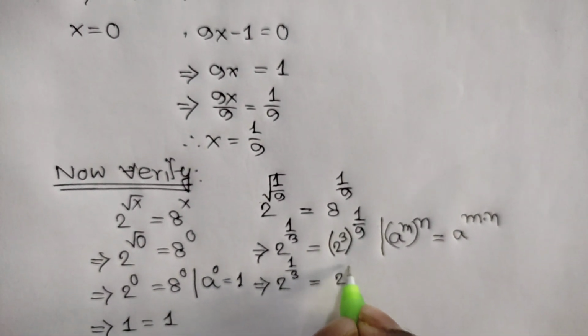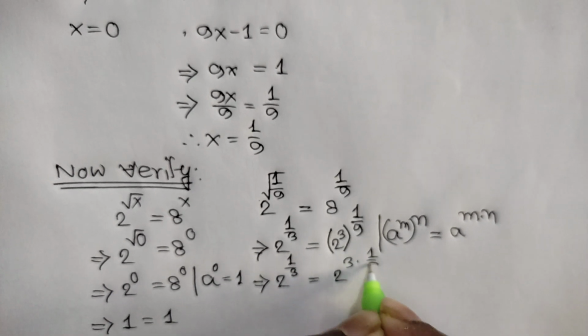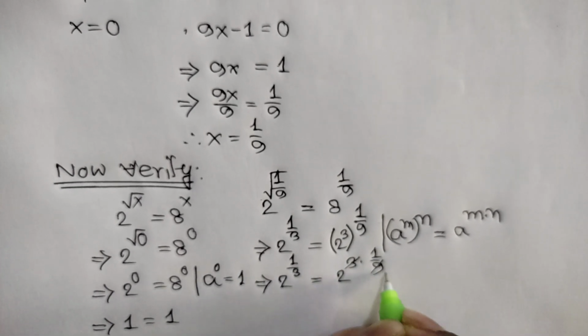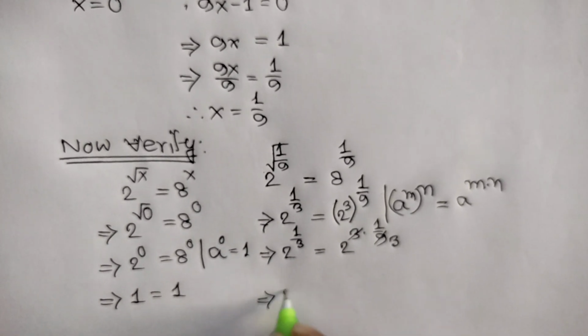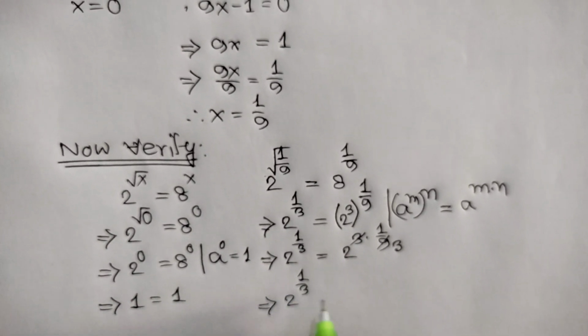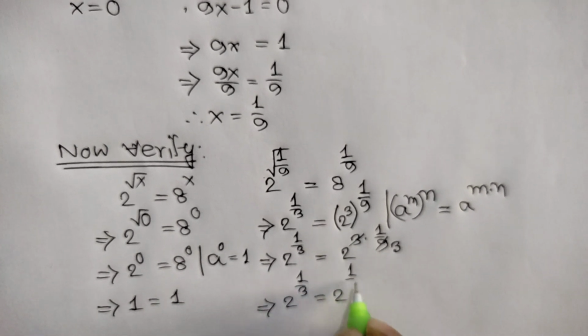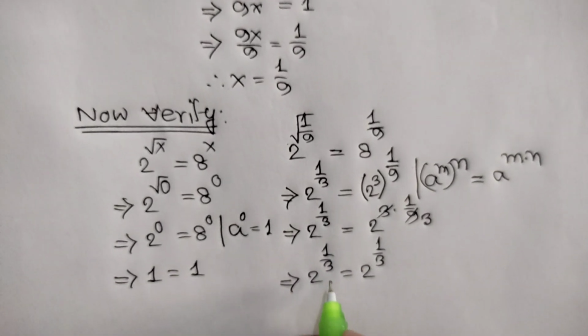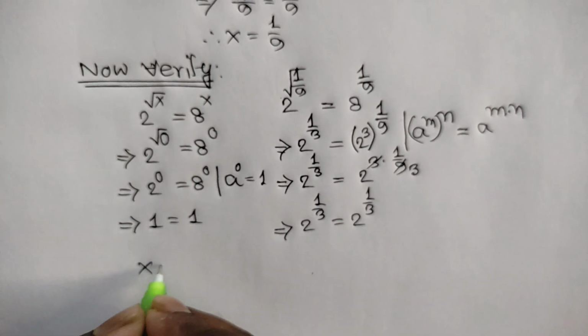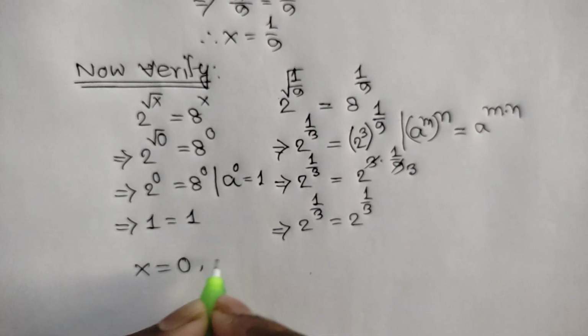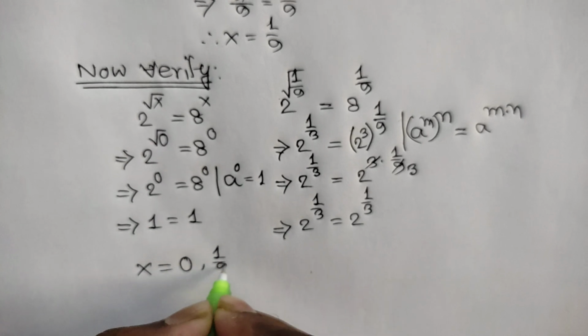Applying this rule here, we can write 3 times 1 over 9. This 3 cancels out this 9, it will be remaining 3. So 2 to the power 1 over 3 is equal to 2 to the power 1 over 3. So left hand side is equal to right hand side. So the value of x is 0 or 1 over 9.